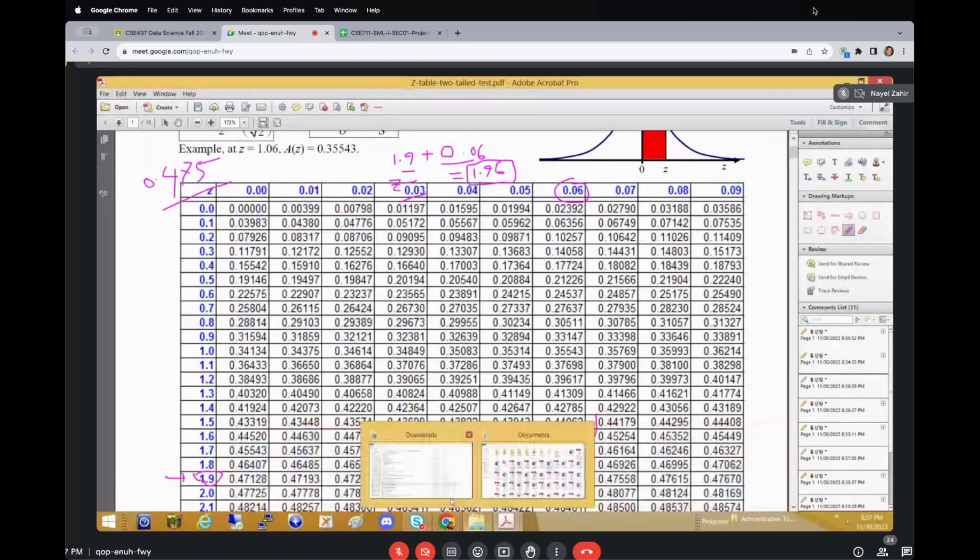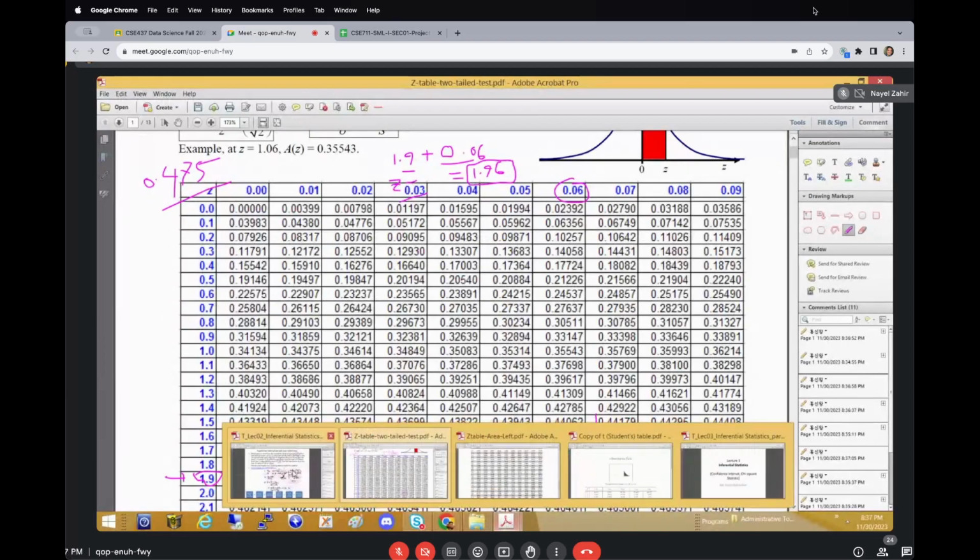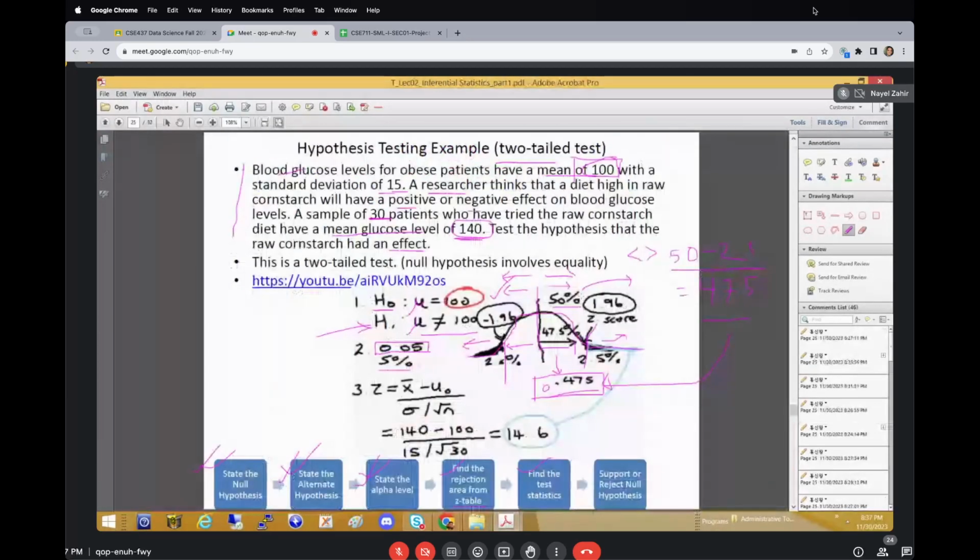1.96. So now from here, we can see that this is the critical point. The Z table value, or Z score, we got the Z score value is 1.96. Okay, so the Z score from the table is 1.96. So that is our critical point.